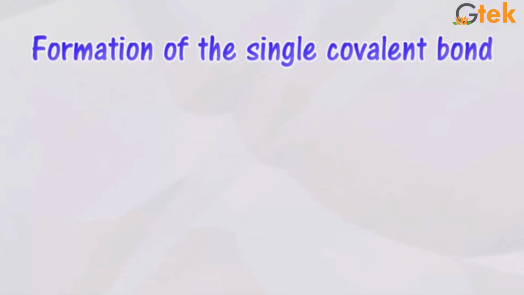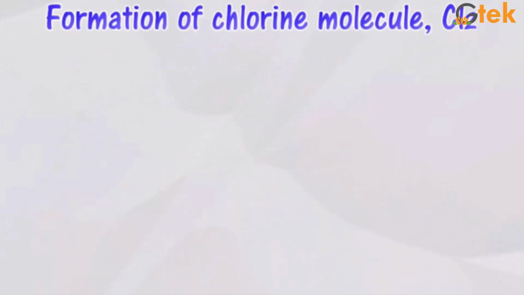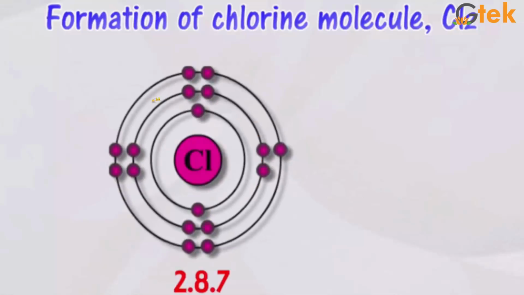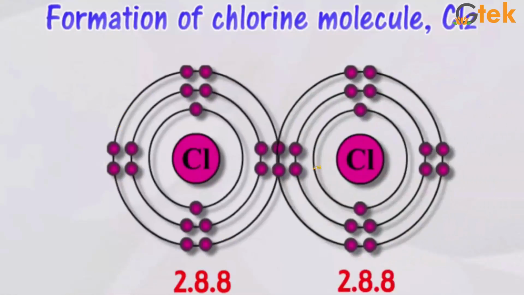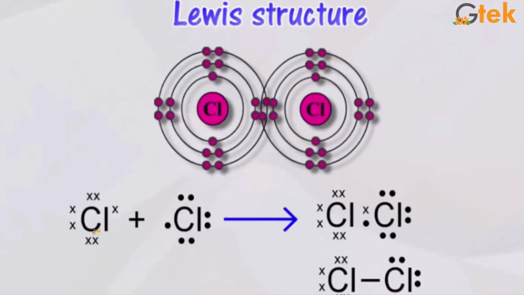Now we will talk about the formation of a single covalent bond. The first thing we will look at is chlorine, Cl2. Chlorine has 2 electrons in the first shell, 8 in the second shell and 7 in the third shell. It is incomplete and not in a stable state because we need 8 electrons in the outer shell. When another chlorine joins, it forms 2:8:8, so a shared pair of electrons is formed. This is referred to as a covalent bond, and the Lewis structure is this one.